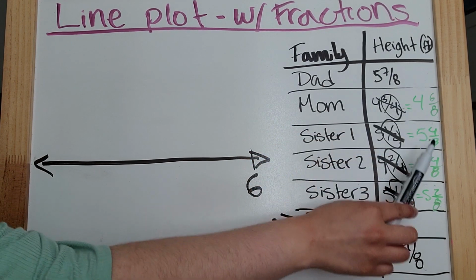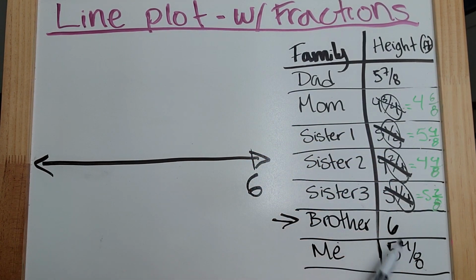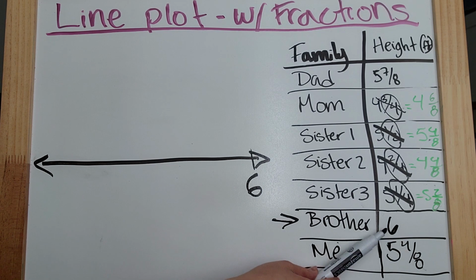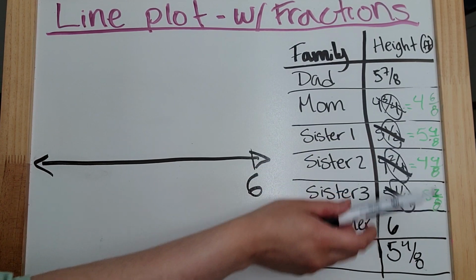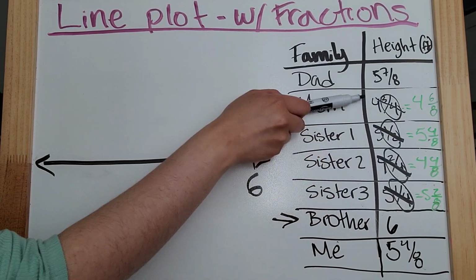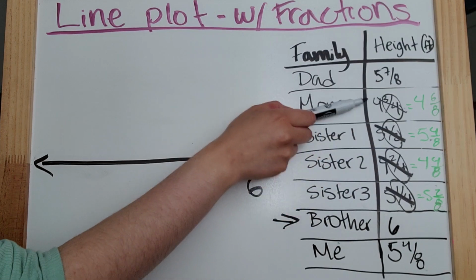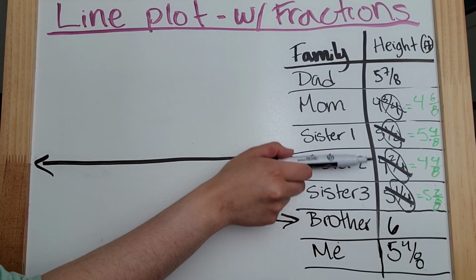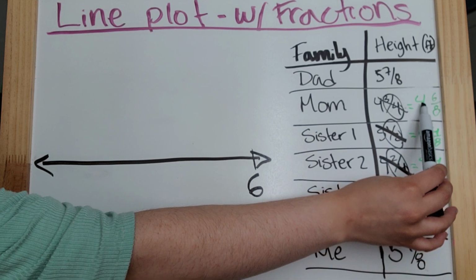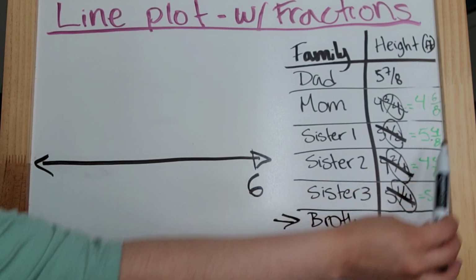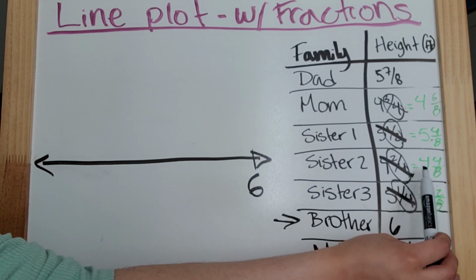So this is 5, 4, 5, 4, 5, 6, and 5. So obviously, we already have this as the biggest number, and 5 is just slightly smaller than 6, but really the smallest is 4. So I'm going to go look at this too. So mom and sister, out of both of them, who is the smallest? And it looks like my mom is 4 and 6/8, and my sister 2 is 4 and 4/8.